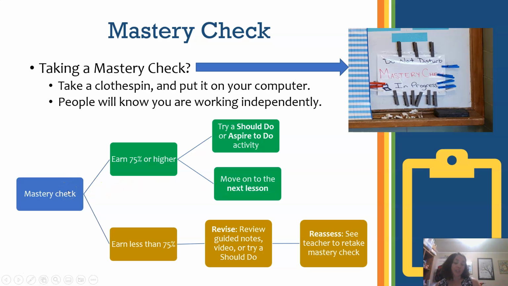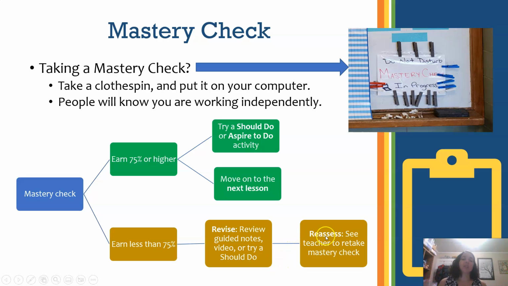What if you don't earn a 75%? You earn less than. This is an opportunity for you to go back and review maybe something that you didn't understand, so we call that revise. I will make sure I let people know if they need to revise. So I would suggest you review your guided notes, rewatch the video, or maybe try a should do activity that will help you understand what you didn't get the first time around.